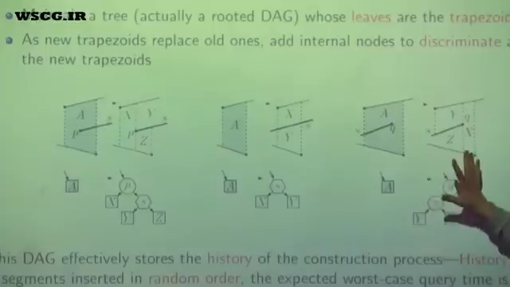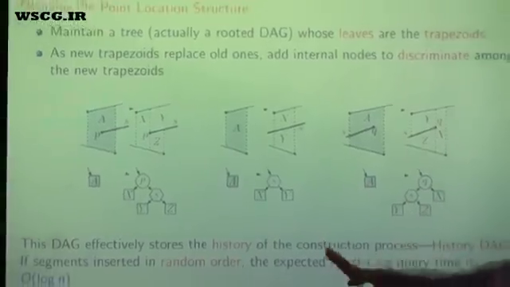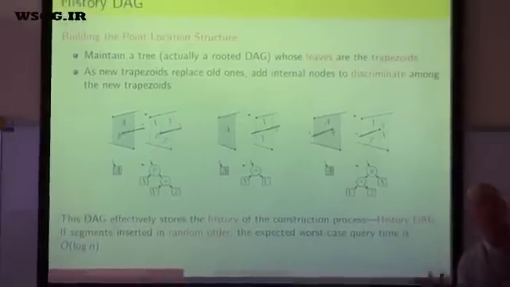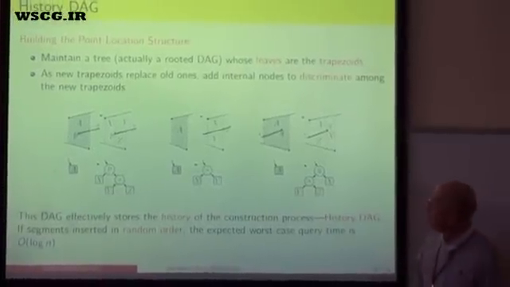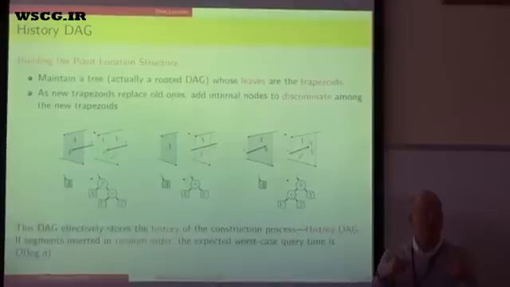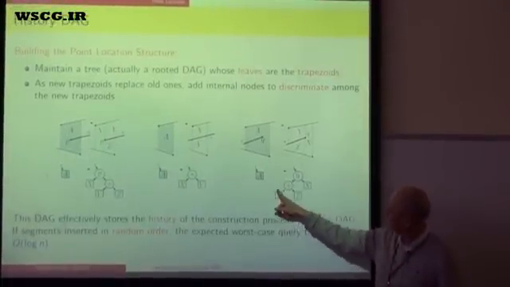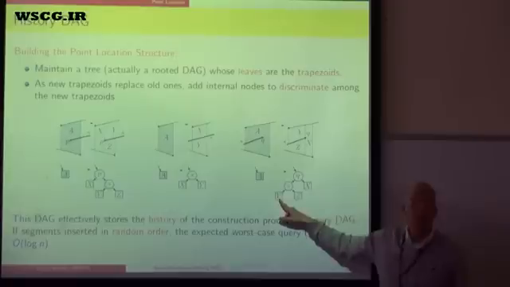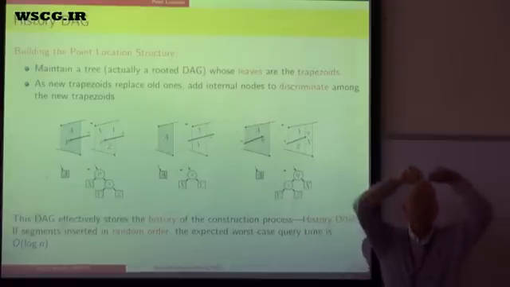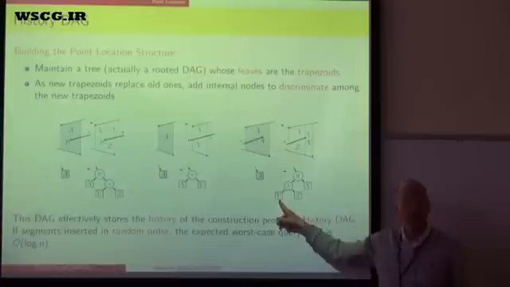Okay? The idea is when I put this all together, what I wind up with is a rooted, not a tree, but a directed acyclic graph. Why is it not a tree? Well, it's not a tree because there is some sharing that will take place. Every trapezoid is only stored once as a leaf here. But there might be multiple different ways of getting into a given one of these trapezoids.